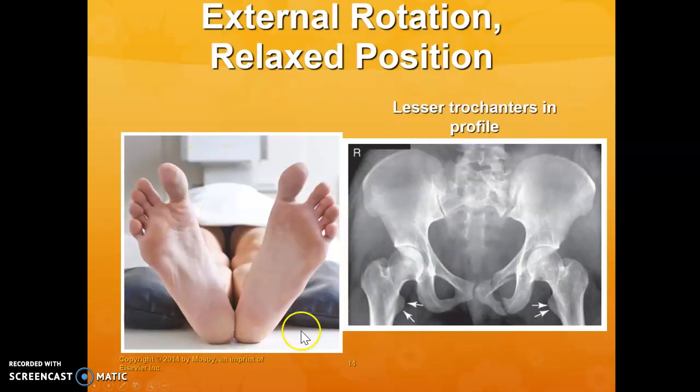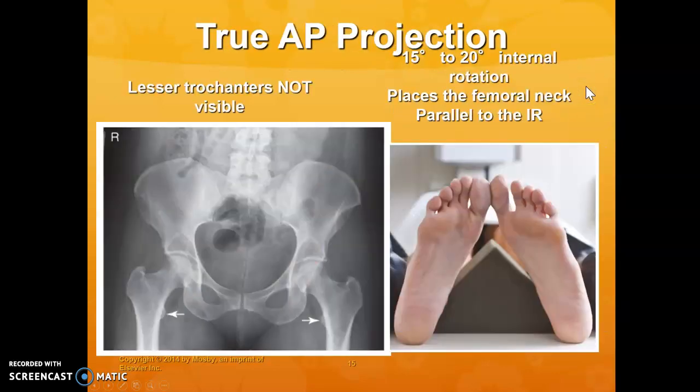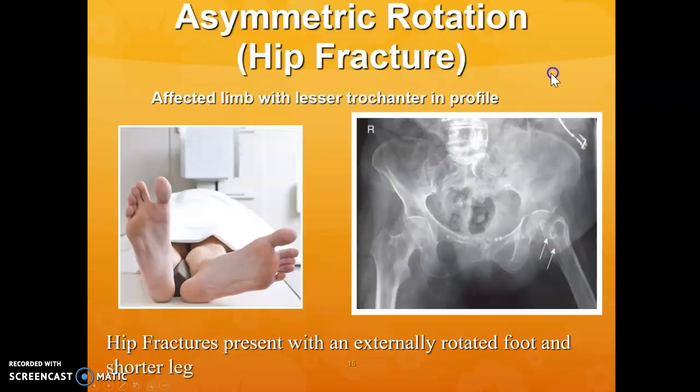The relaxed position for most people is this external rotation with the feet out. The lesser trochanters are even more visible. The true AP pelvis position here, I try to tell my patient to make a triangle with their feet. Toes point in, heels are out, 15 to 20 degrees in, and this places the femoral neck parallel to the IR. You want to see as minimal of the lesser trochanters as possible.